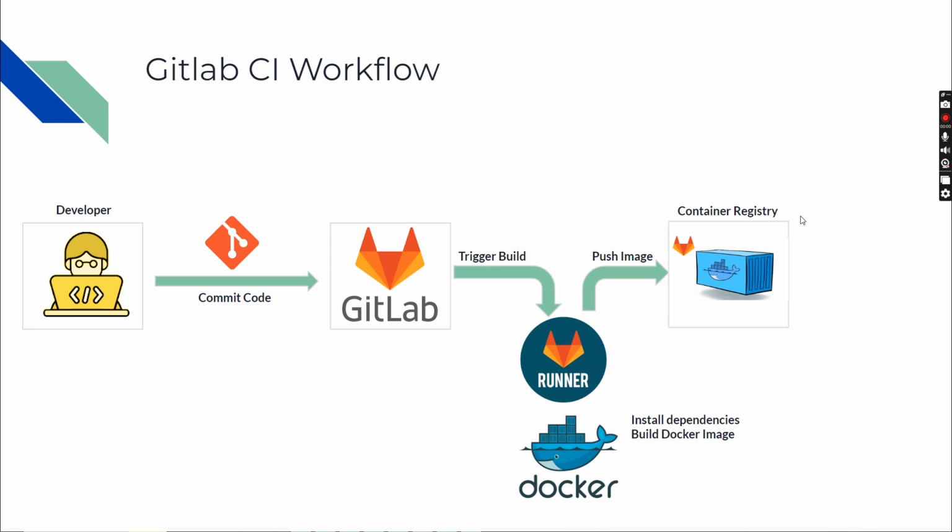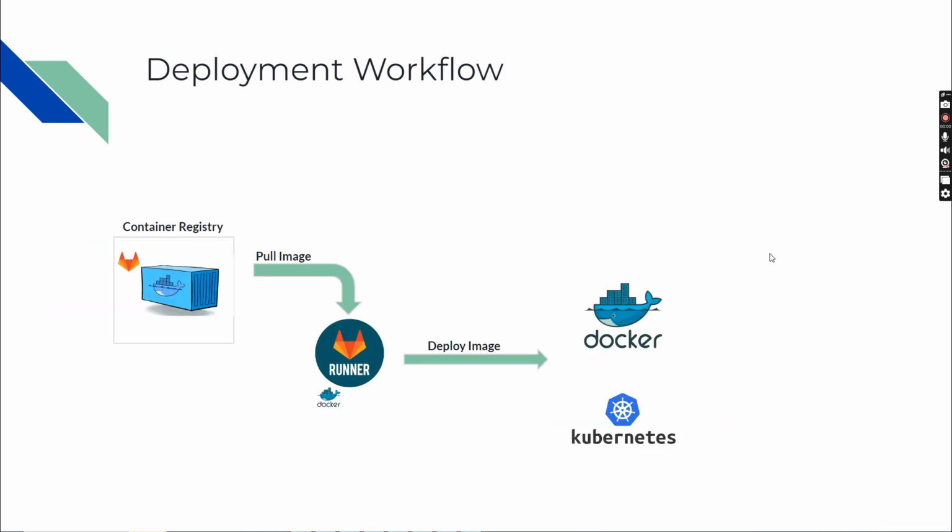This container registry can be hosted in multiple places. GitLab also has a container registry service, so we can store it in the GitLab container registry, or we have several other container registries like Docker Hub. There are container registries from Amazon, Azure, and Google: Amazon ECR, Azure has ACR, Google Cloud has its container registry, or you can even host a container registry of your own. Basically we need a container registry to store the image. Once we have the stored image, next is the deployment workflow.